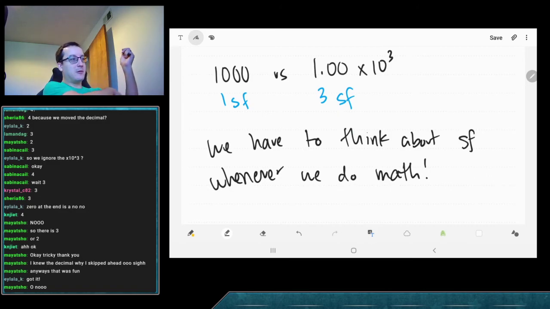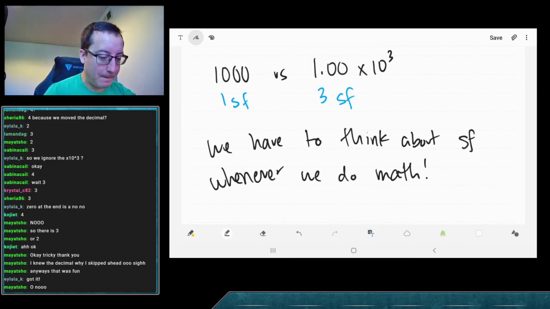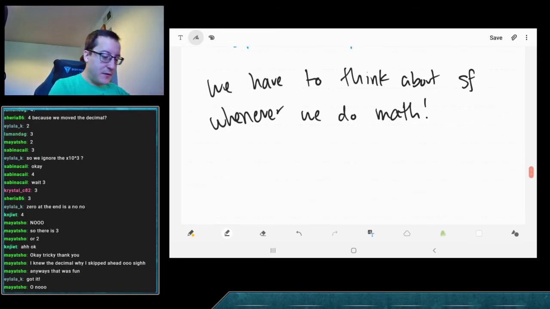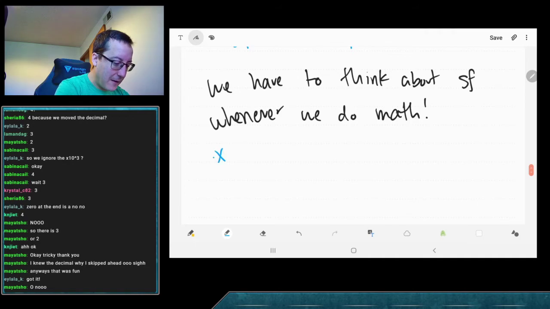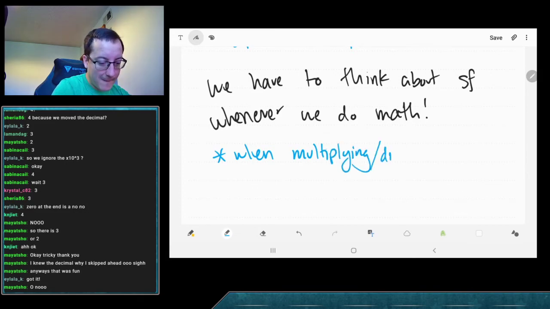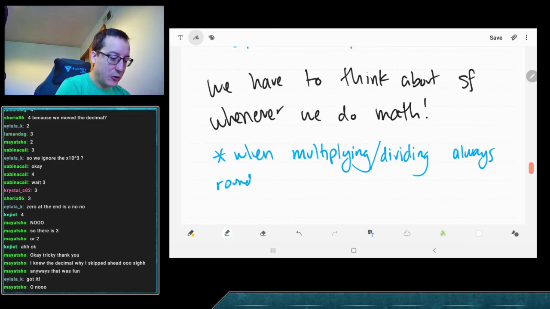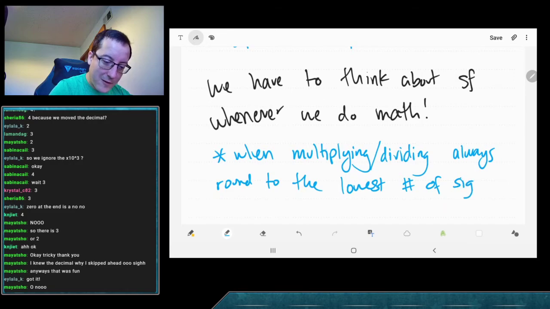Yep. So let's do it. We're going to have a rule here: when multiplying or dividing, we are always going to round to the lowest number of sig figs.